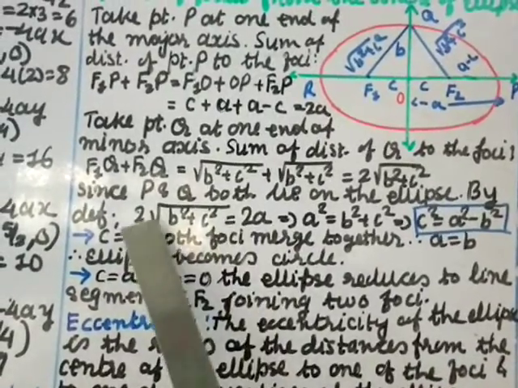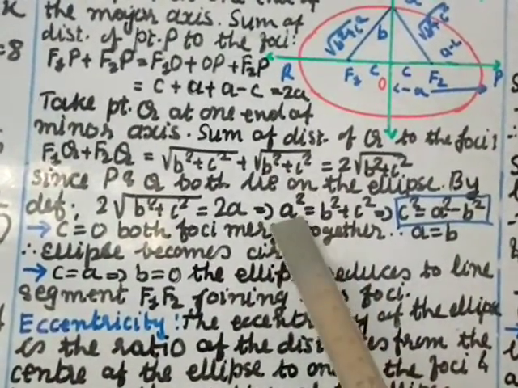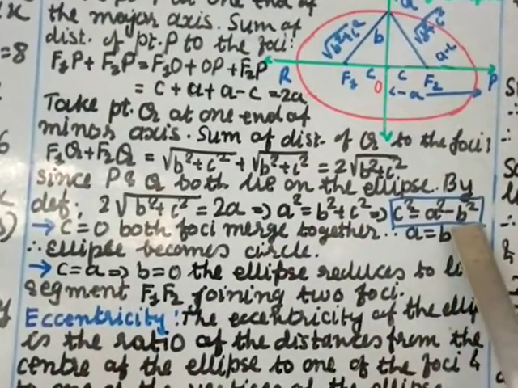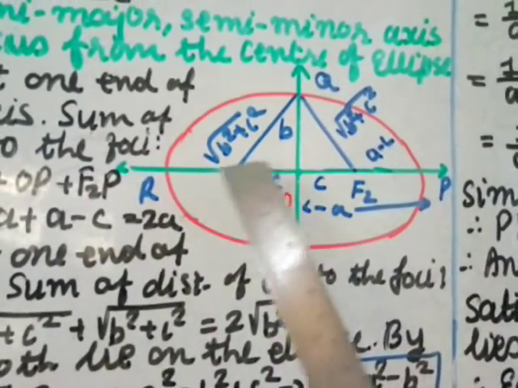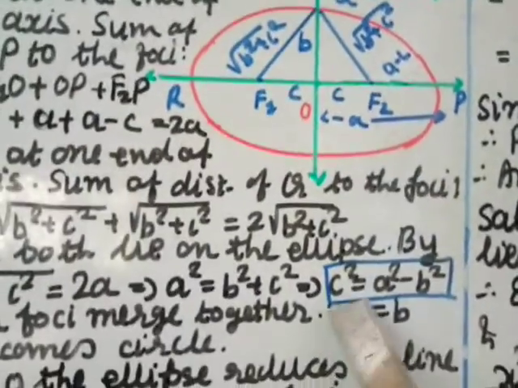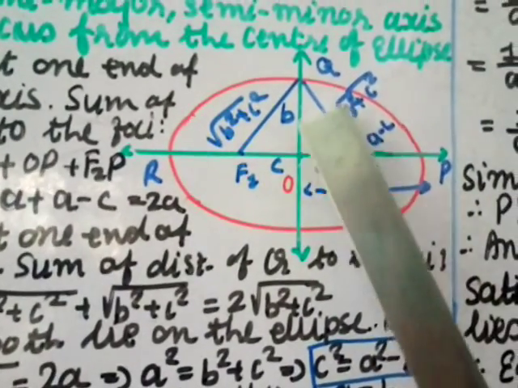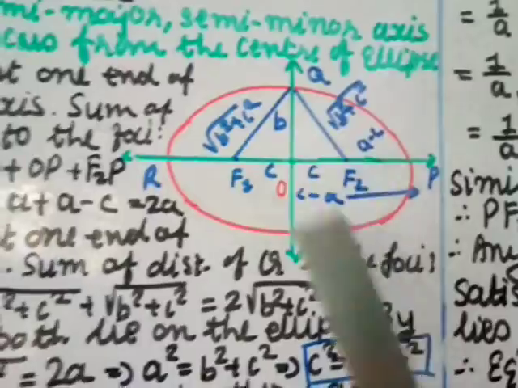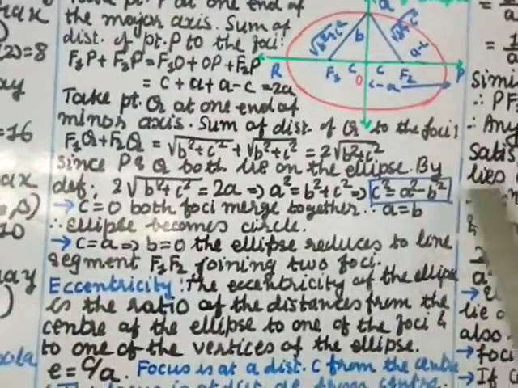So the 2 cancels, and taking the square on both sides, the square root cancels: B square plus C square equals A square. This can be rewritten, transferring B square over here, as C square equals A square minus B square. What is C? C is the distance of the foci from the origin, so from the origin to here is C, and from here to here is also C. A is from here to here on the major axis, and B is the length of the semi-minor axis. This is the semi-major axis and this is the distance of the foci from the origin. So this is the relation we are getting.